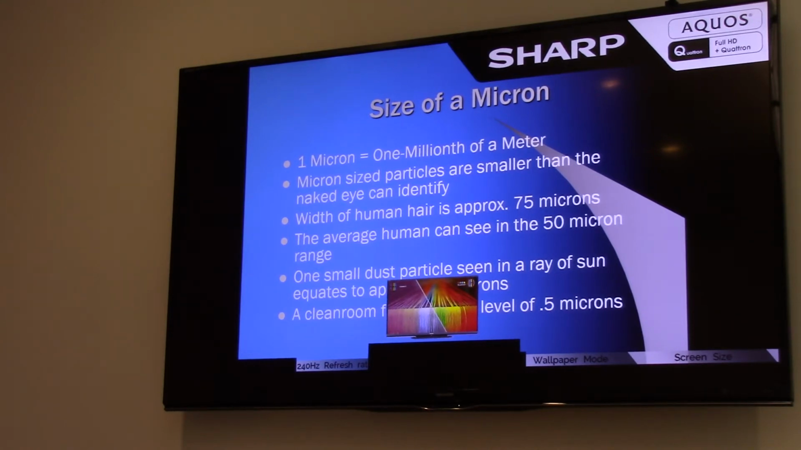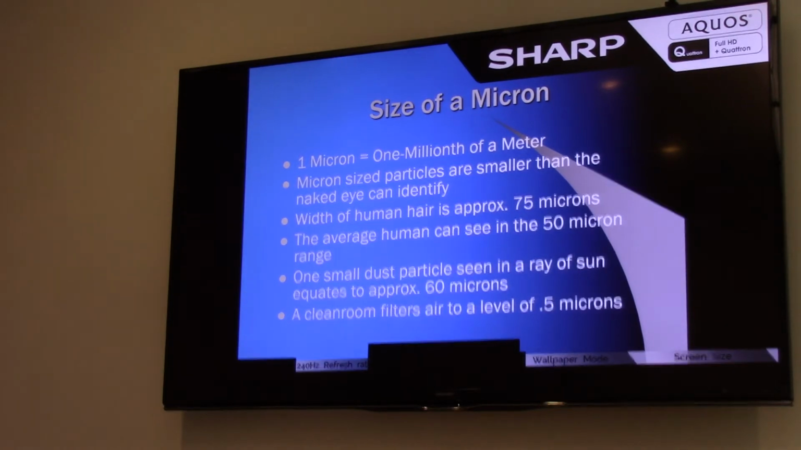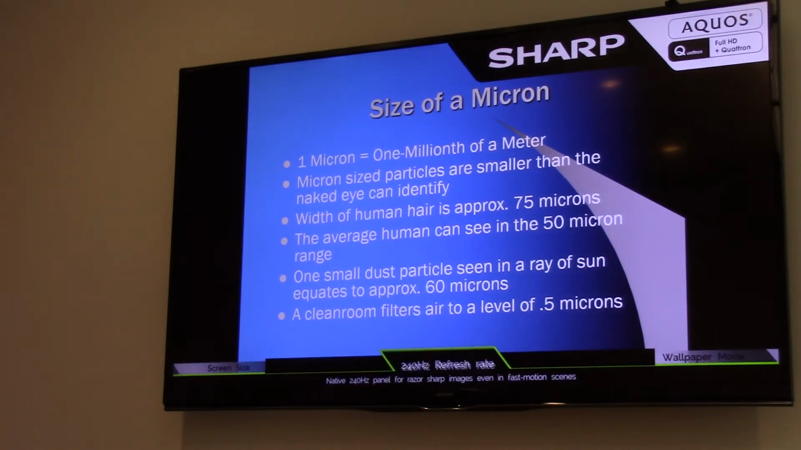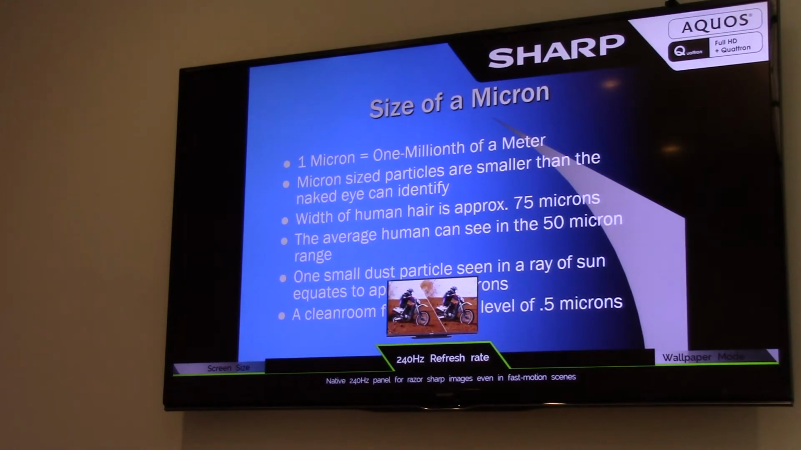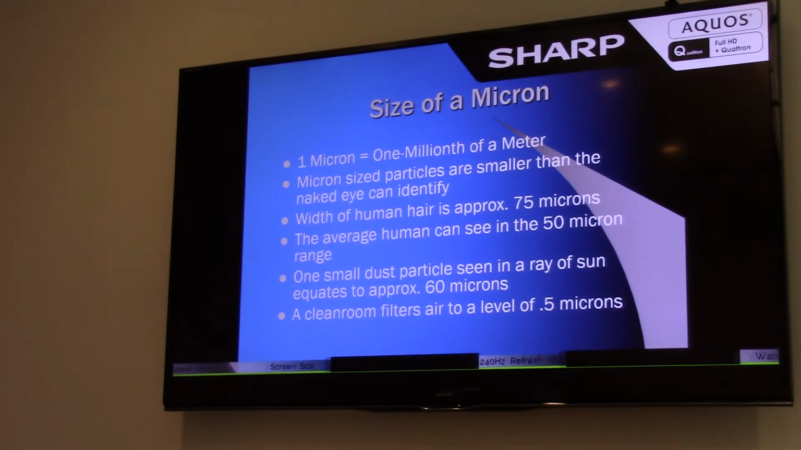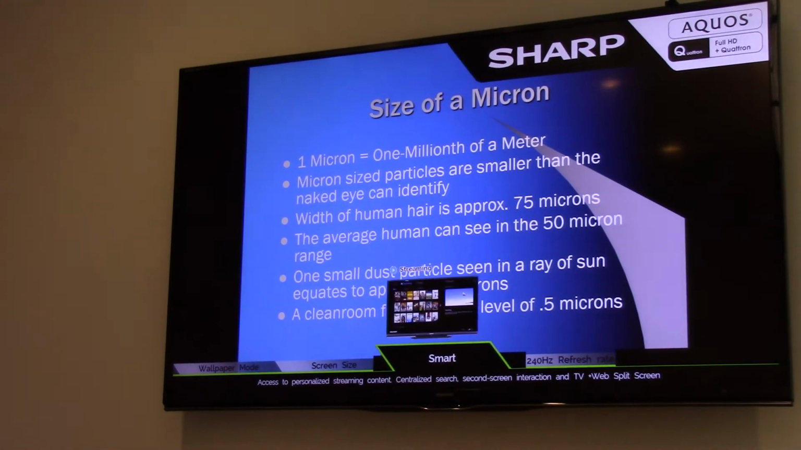Micron, we look at clean room particulates in the size of a micron. It's typically on a half micron size. So what is a micron? 1 micron is 1/1,000,000th of a meter. So micron sized particles are smaller than what you can see. The width of your human hair gives you an example: your hair is 75 microns. The average human can see down to 50 microns, and it talks about other items. So clean room filters are designed to bring it down below 0.5 microns.